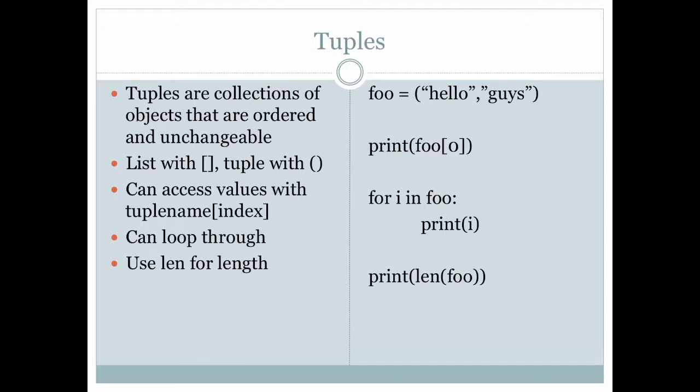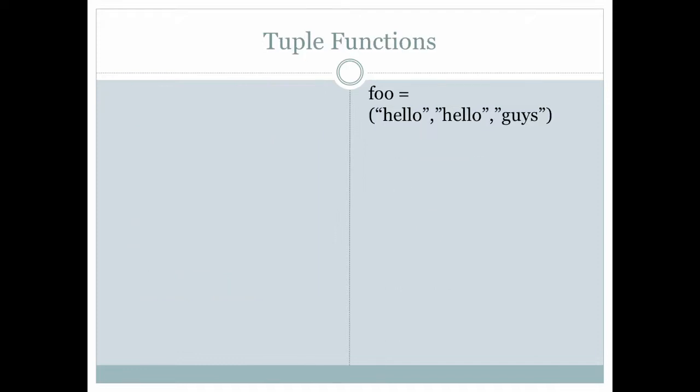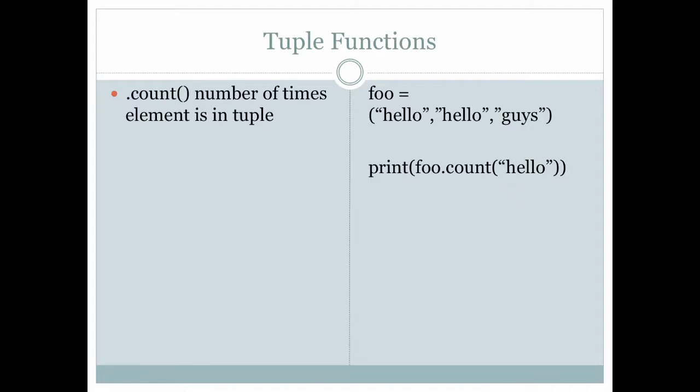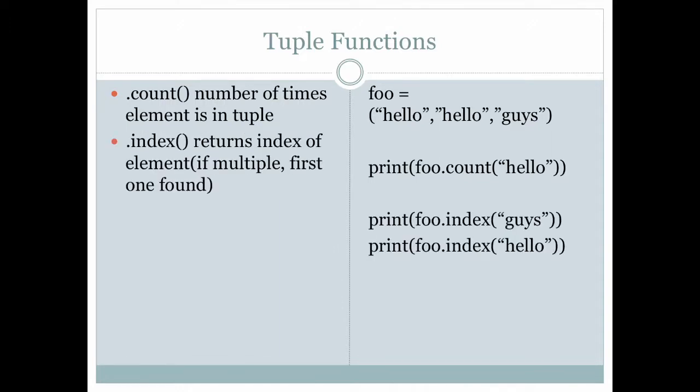You can use len for the length, and you use del to delete the entire thing. All right. So now tuples also have a couple of functions to themselves. You have dot count, which basically counts the amount of times an element appears in the tuple. And then we also have dot index, which returns the index of the element, and if there are multiple elements, it only returns the first one found.